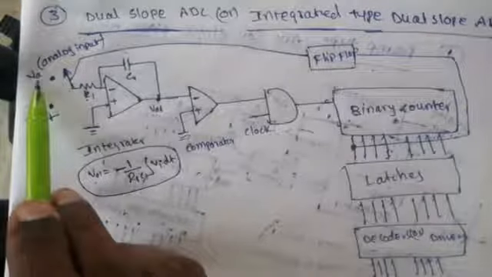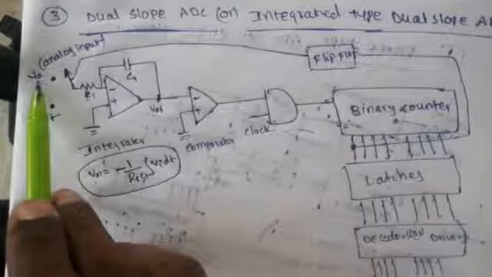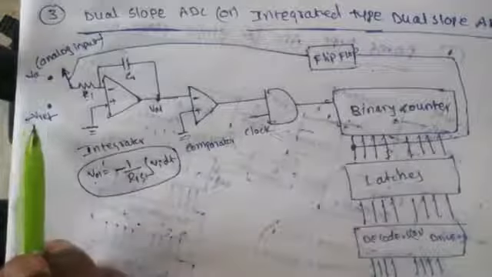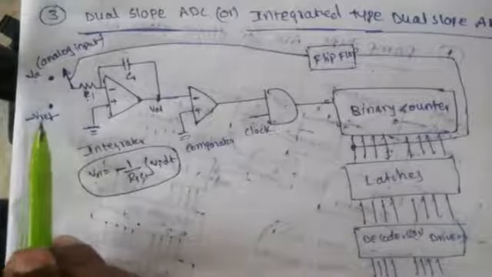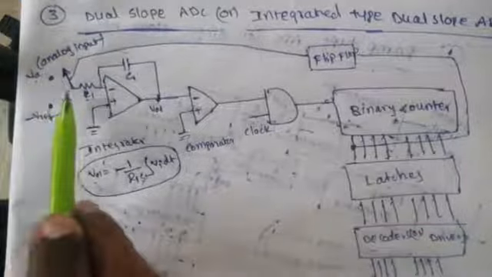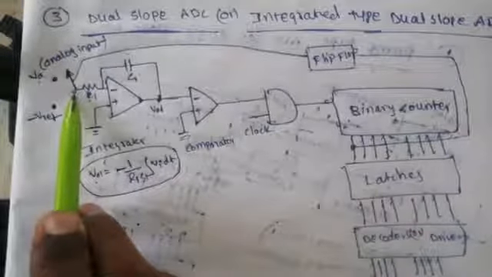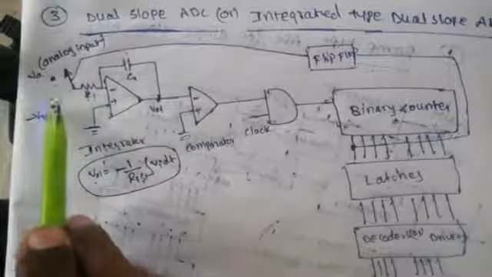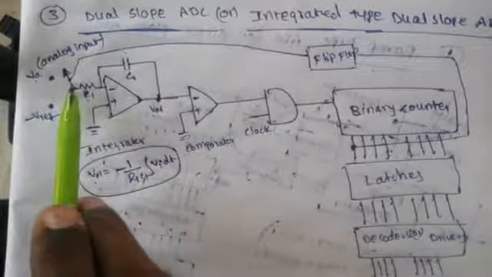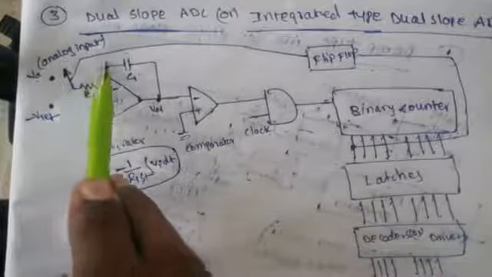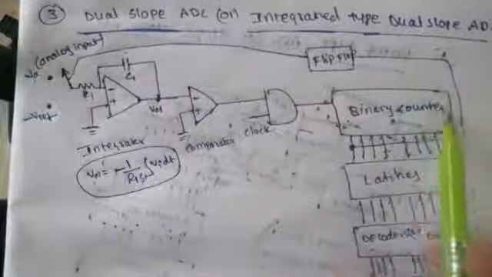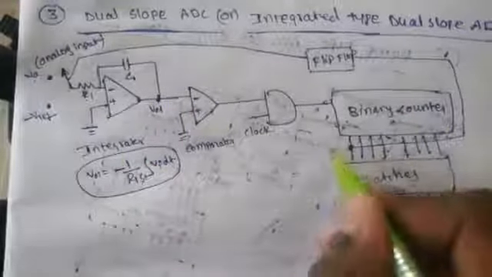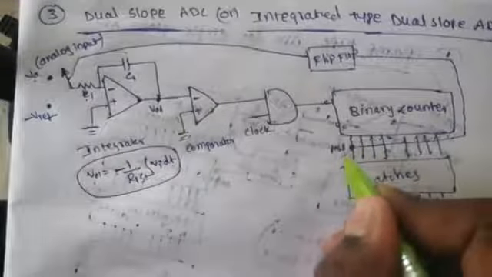Now the integrator input will have two modes. One is the analog input voltage, which we have to convert into digital form. Another one is the negative reference voltage. Here the function is a single pole double throw switch. This switch will be controlled by the MSB bit of the binary counter.